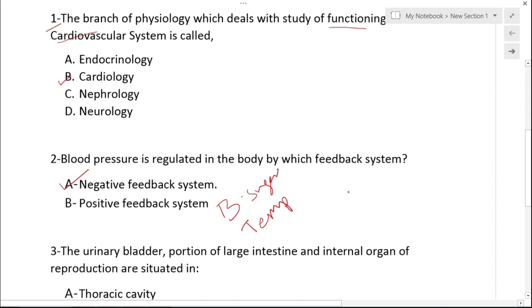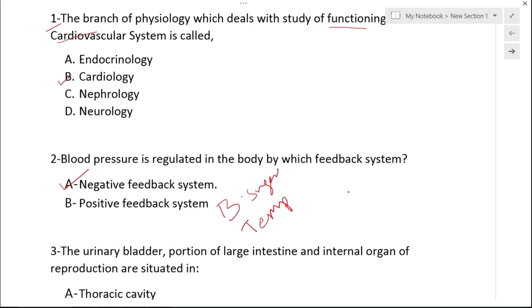I hope you know what is negative feedback system and positive feedback system. If you don't know, please comment. I will try to give the best answer in the comment section. Okay, now we are moving to the third question.